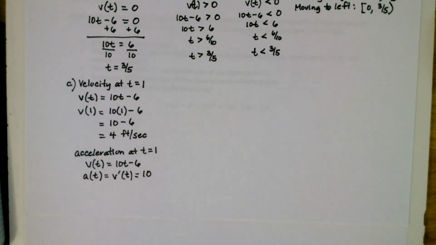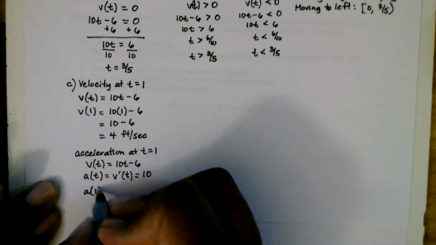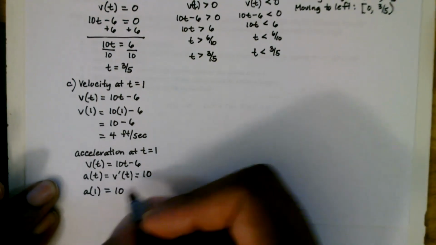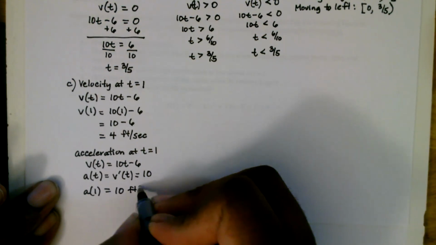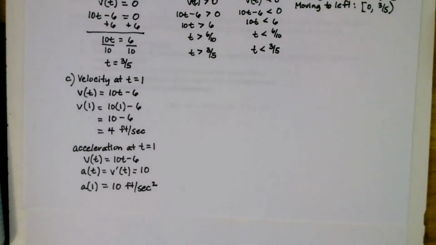So our acceleration function would be just 10. So at t equals 1, a of 1 would simply be 10. And it'll be 10 feet per square second. Okay? It's going to be that length per square unit of time. So it's going to be 10 feet per second squared.